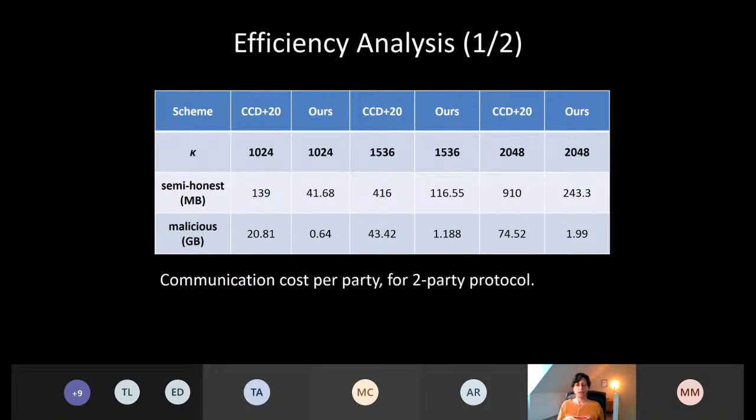And that's, yeah, three to four times more efficient than the previous work. And then for malicious security, we reach up to a factor of 37 improvement. But again, you see that the communication cost reaches up to almost 2 gigabytes per party.